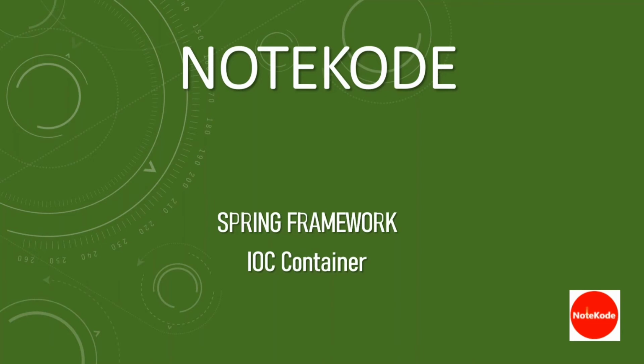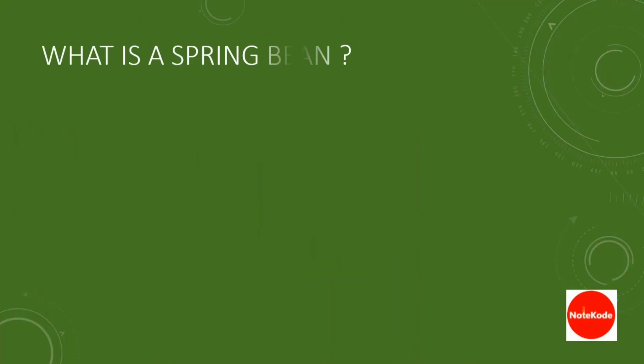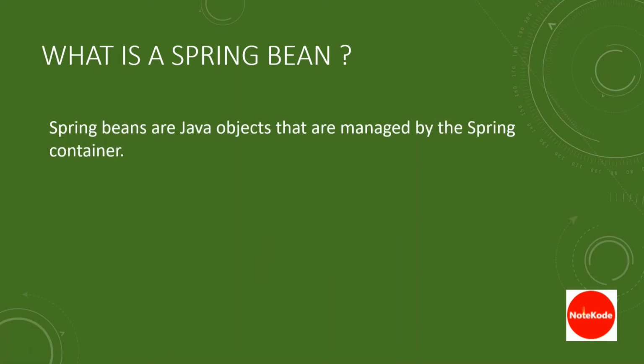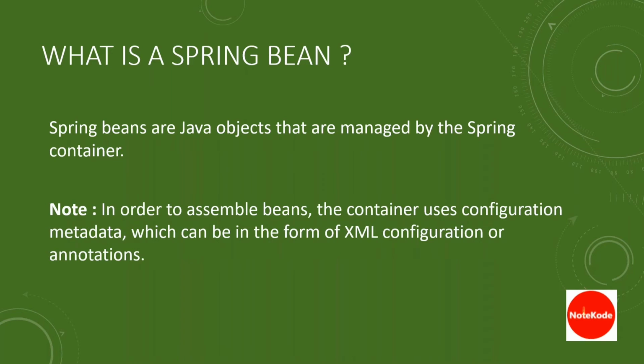But before this, let's discuss what a Spring Bean is, because sometimes it's complicated to understand what a Spring Bean is and what a Spring Container is. So let's start with Spring Bean. What is a Spring Bean? Spring Beans are Java objects that are managed by the Spring container. Point to note, in order to assemble beans, the container uses configuration metadata, which can be in the form of XML configuration or annotations. Let's understand with a simple Java code.